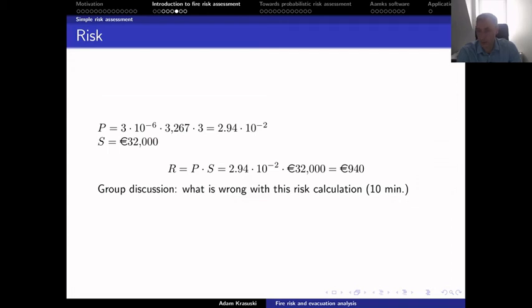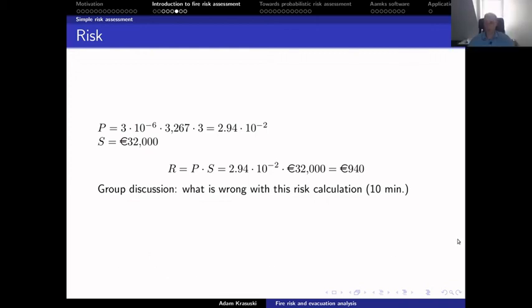Let's pause this presentation for a few minutes and let's think about what is wrong with this calculation. Let's think whether this calculation is useful for fire safety analysis, for evaluation of the safety of the building, or useless. If useless, why? So let's think for 5 minutes about this problem.